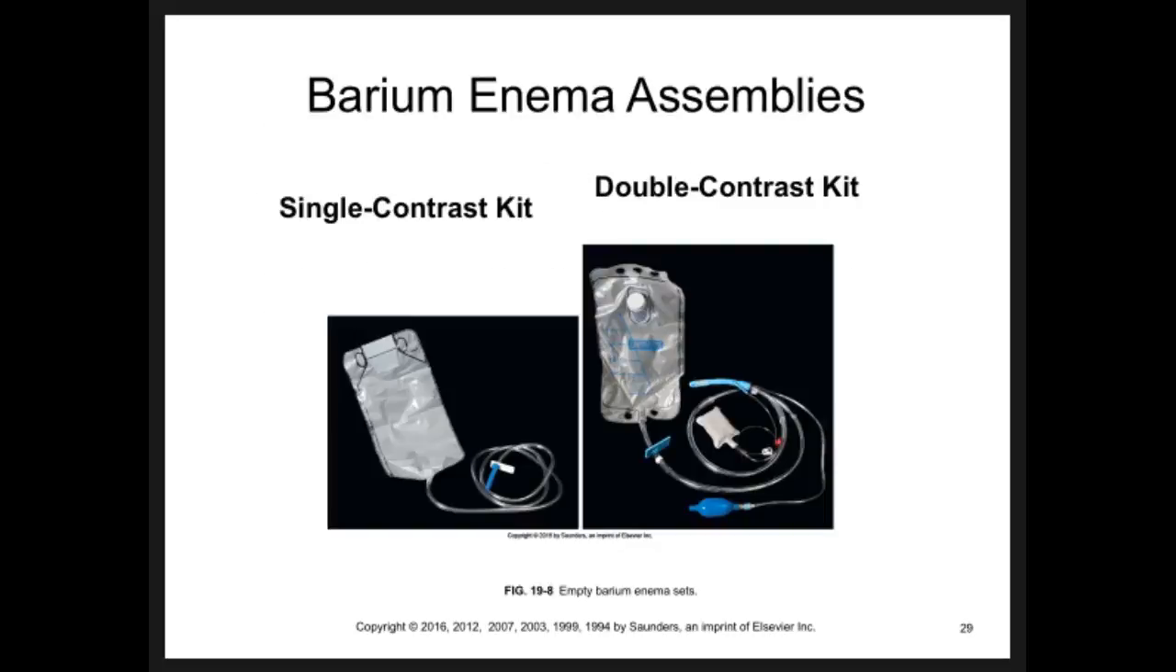These are two empty enema bags. The one on the left is for single contrast, and the one on the right is double contrast. And you can see there's a little extra tube to put air into the colon. There's one for the balloon and one for the air into the colon.